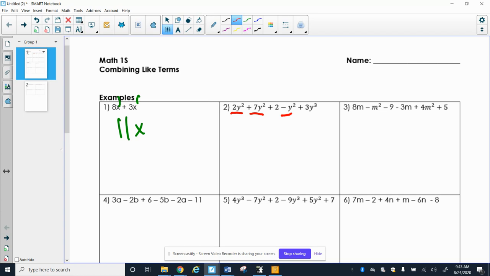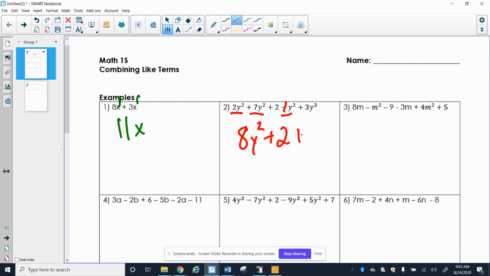And notice that minus sign is really attached. This is really like saying a negative 1y squared. If we were going to put all those together, 2y squared plus 7y squared, well, that would be 9y squared. And then we'd subtract 1y squared. So we'd be down to 8y squared. Then we still have this plus 2, and notice that doesn't have any terms that it matches with. So it would still just be plus 2.